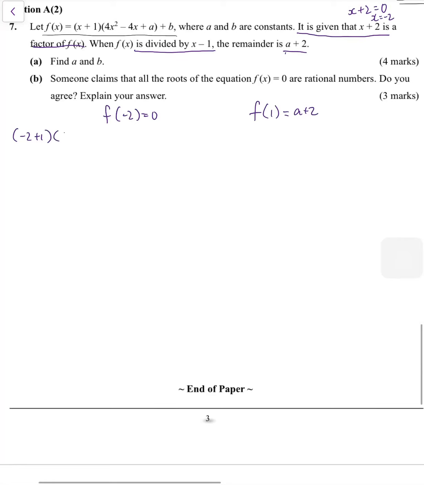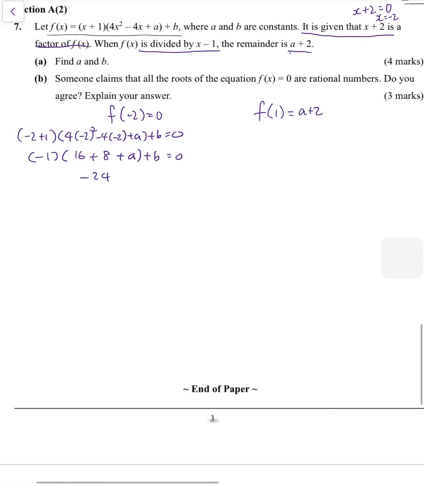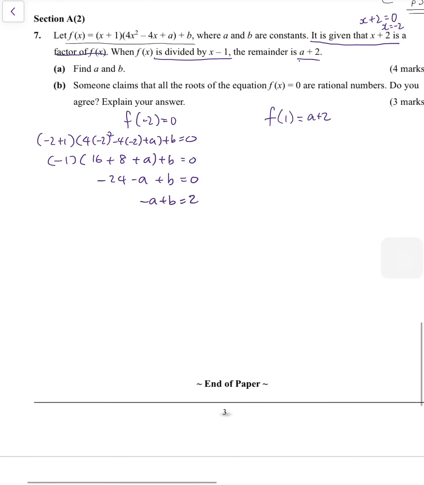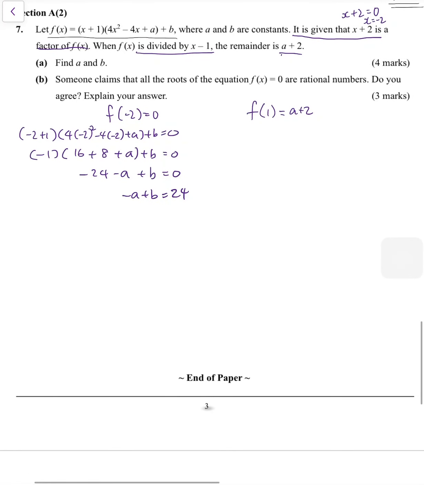Negative 2 plus 1, then 4 times negative 2 squared minus 4 times negative 2 plus a plus b equals 0. And that's a negative 1 in the first bracket. So 16 plus 8 plus a plus b. Now 16 plus 8 is 24, but then you multiply by the negative 1 outside, so it's negative 24. And a times the negative 1 outside is negative a. The b, just copy that. So negative a plus b is 24. Okay, that's the first one done.